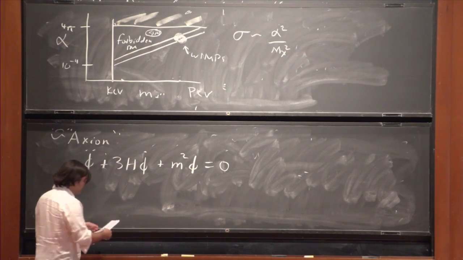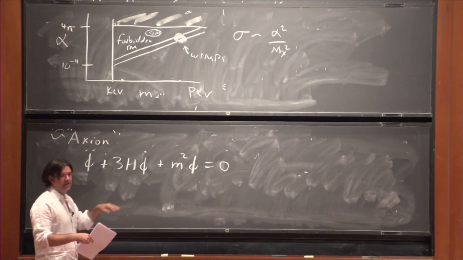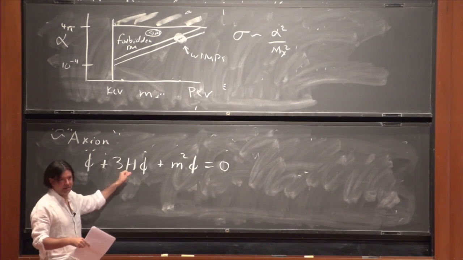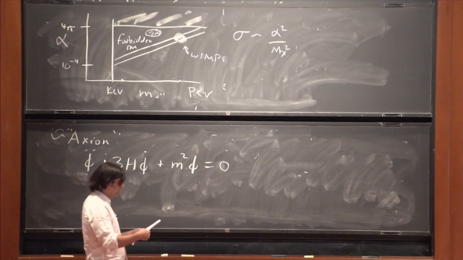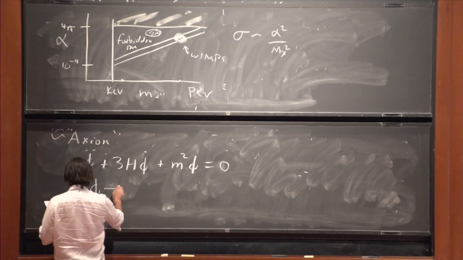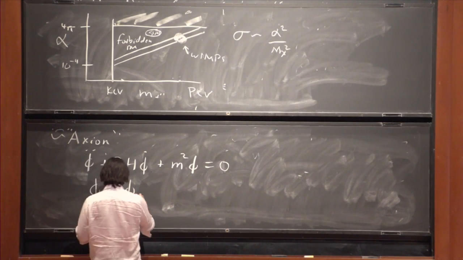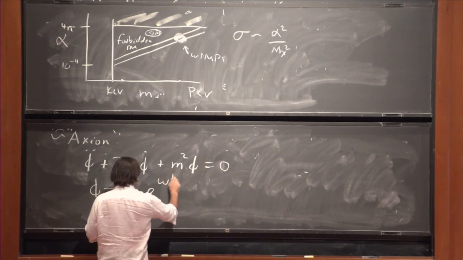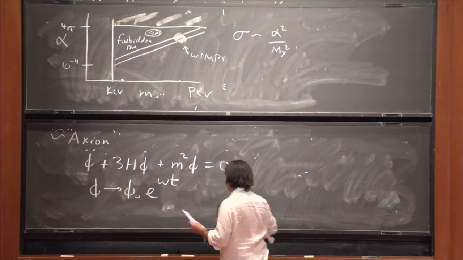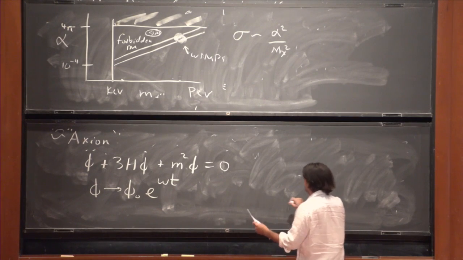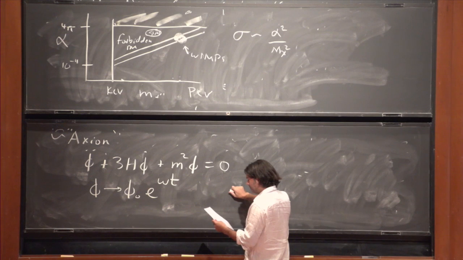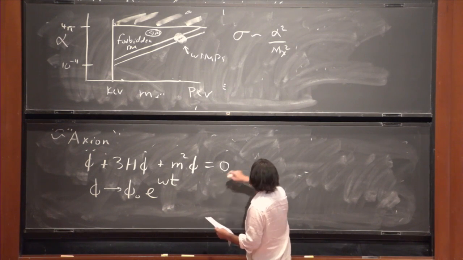And so you can do a very simple exercise and imagine that you're living actually in de Sitter space, just to simplify calculations. So imagine that this Hubble constant is just constant. And then you can try solving this by putting in an oscillating scalar field. When you put in this, I'm using a real phase, real frequency. Then you can solve for the frequency.